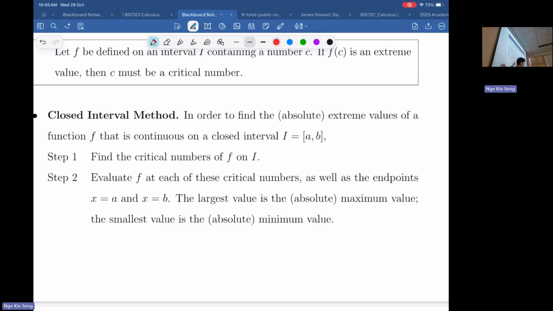You need to find the point that has derivative 0, and then among these critical numbers, the largest value we will call the absolute maximum value. The smallest one we will call the absolute minimum value. Make sense or not? Let's do examples to make sure we are on the same page.